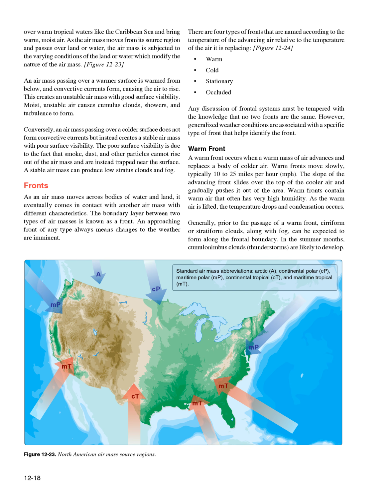There are 4 types of fronts that are named according to the temperature of the advancing air relative to the temperature of the air it is replacing. Figure 12.24: warm, cold, stationary, occluded. Any discussion of frontal systems must be tempered with the knowledge that no 2 fronts are the same. However, generalized weather conditions are associated with a specific type of front that helps identify the front.